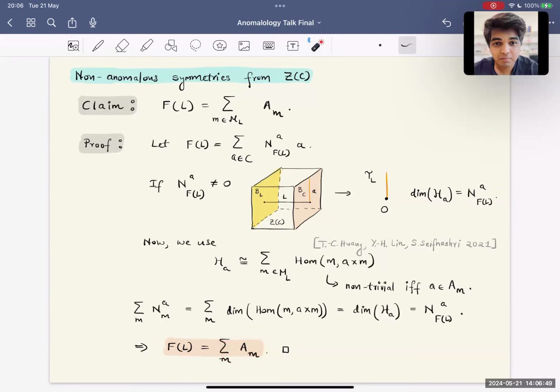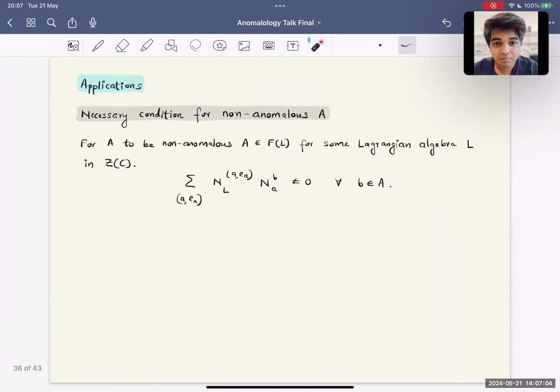So as objects or as line operators, f of L is the same as the sum, because the number of times a line appears in this can be shown to be equal to the number of times a line appears in this. So yeah, I will not spend more time on this proof. So let me quickly say one application and conclude.